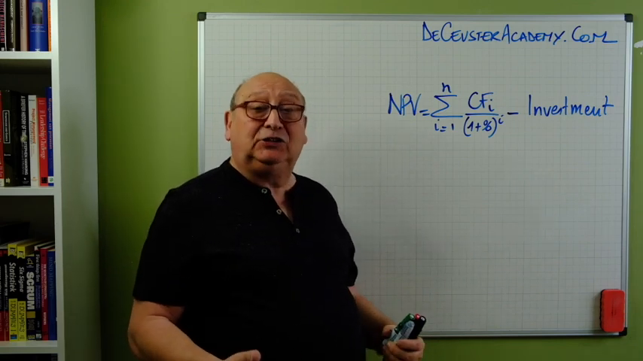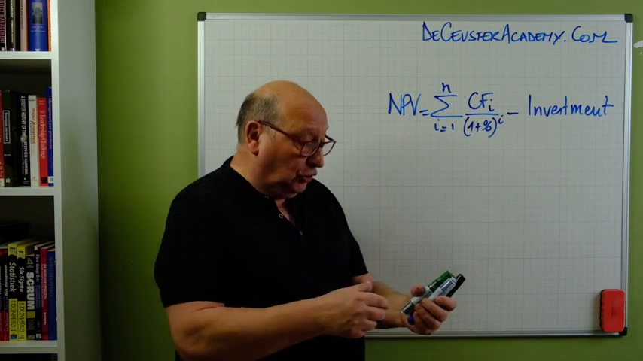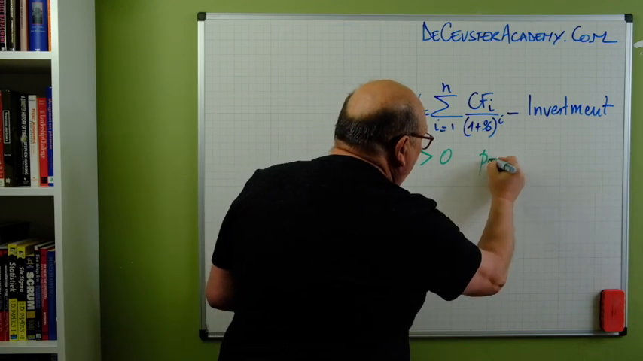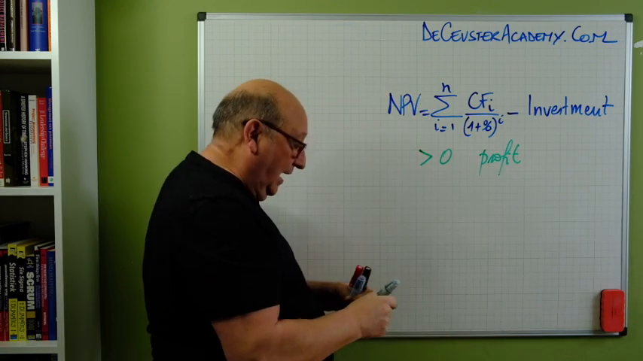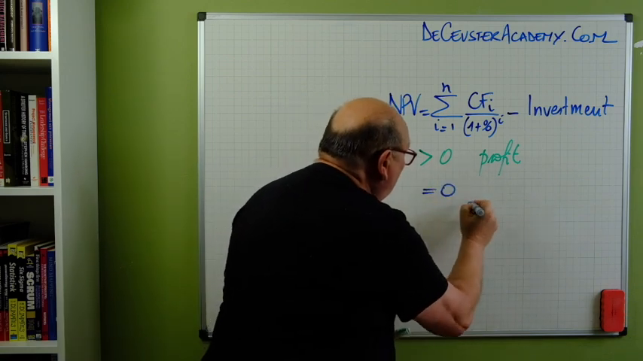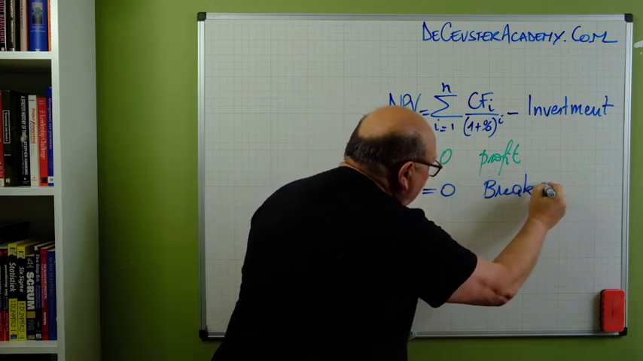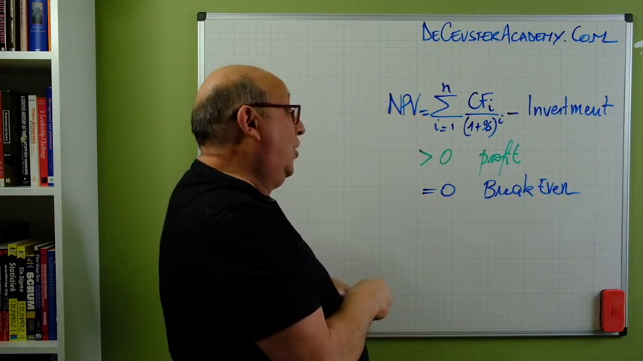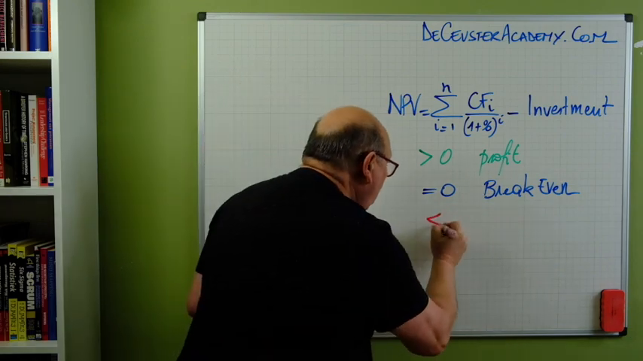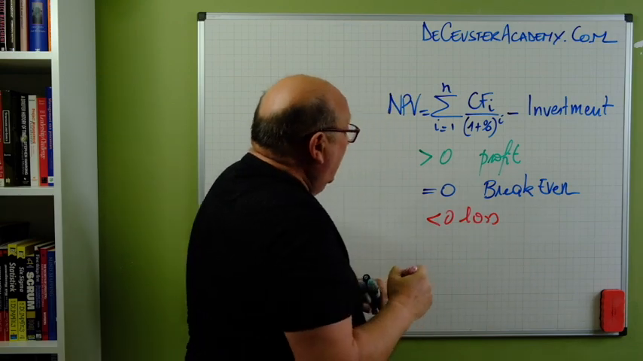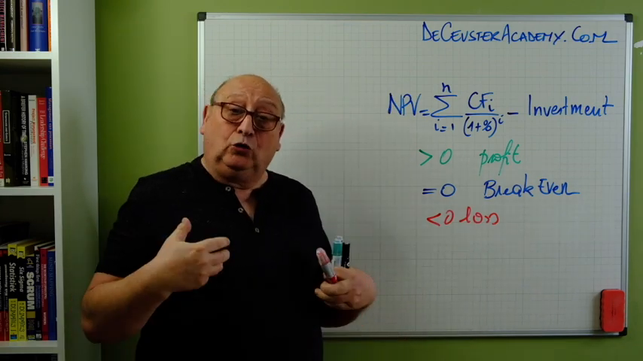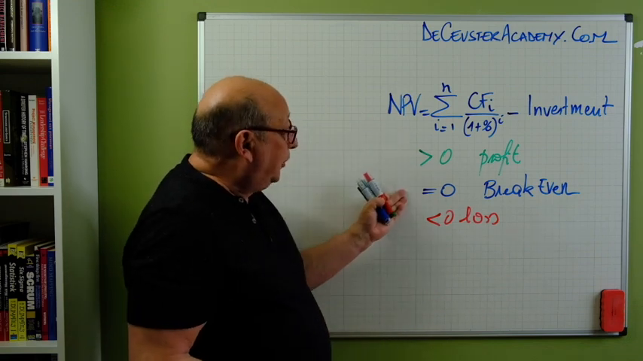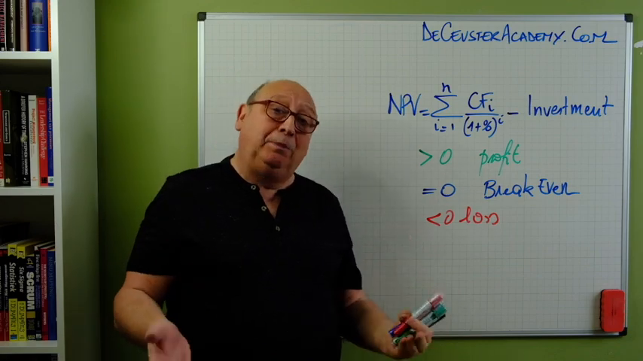And what is very important, this value has to be positive. So when we have a positive value, larger than 0, we have a profit. When we have equal to 0, we have a break even. And when it's negative, of course, we have a loss. And what we need to have to evaluate our project, we have to consider that we have a profit, or in the worst case, a break even.